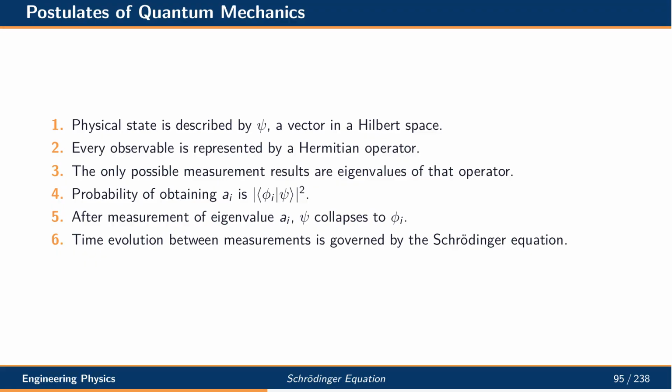quantum mechanics. Quantum mechanics rests on 6 postulates. The state of a system is described by a vector in a Hilbert space. Every observable corresponds to a Hermitian operator. The only possible measurement outcomes are the eigenvalues of that operator. The probability of obtaining a particular eigenvalue is given by the squared overlap of psi with the corresponding eigenstate. After measurement, the wave function collapses onto that eigenstate. Between measurements, the system evolves accordingly.